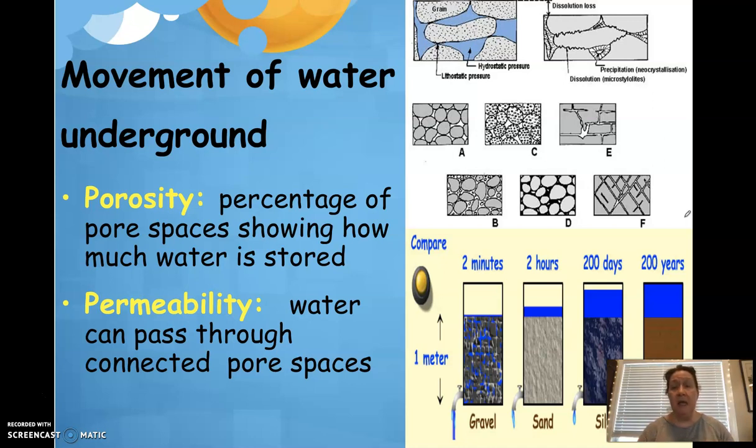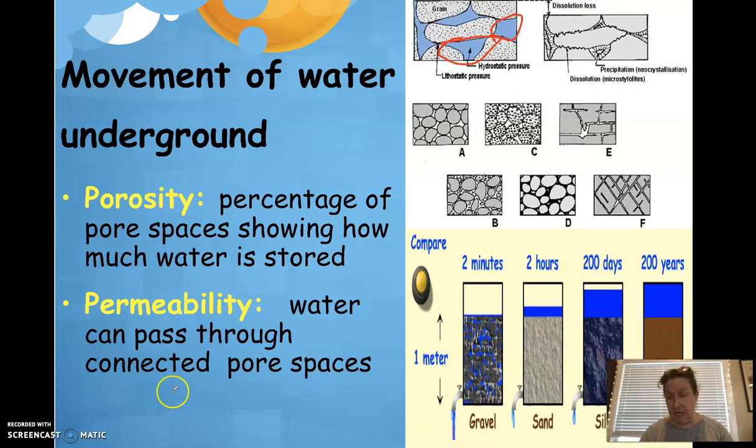But one of the ways that the water will move through it is through porosity and permeability. So porosity is that percentage of pore space that shows how much water is actually being stored within the rock. So you can see where you have sand particles, you're going to store more. It has larger pore space in between particle to particle, and more water is actually going to be stored in there. So its porosity rates are higher. Permeability is the ability for water to pass through in those connecting spaces.